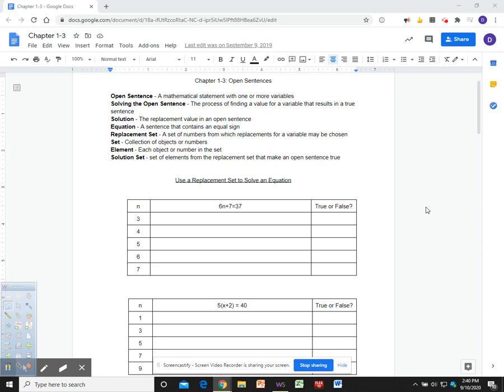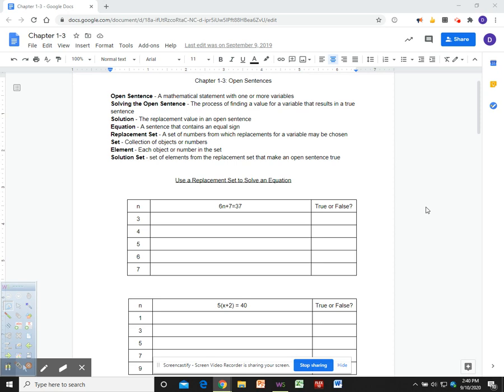Hi guys, today we're going to be doing chapter 1-3, which is on open sentences. So we're going to be doing a lot of true false like things today. So an open sentence is a mathematical statement with one or more variables. Pretty much it's an equation that has a letter in it, in simple terms.